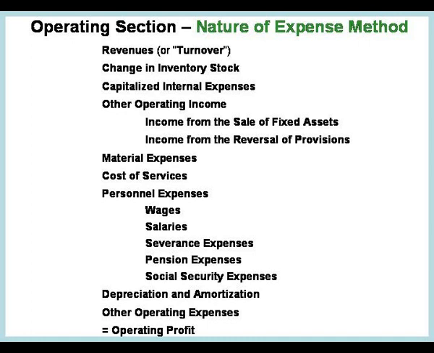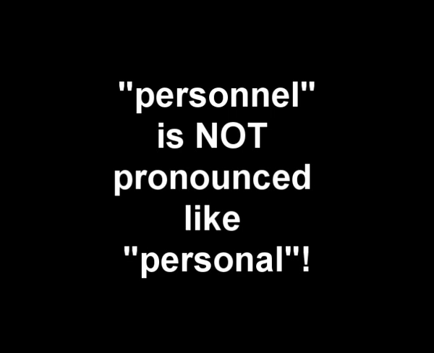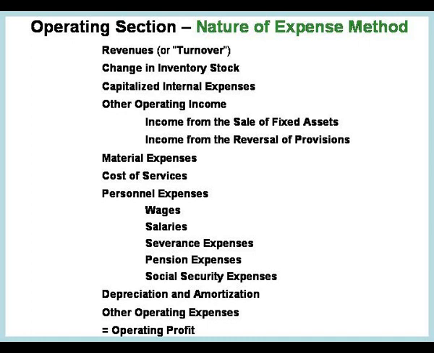The next set of expenses are grouped together as personnel expenses, and they're among the most important in an income statement. One important language element, it's a very common mistake. Remember not to pronounce die Personalaufwendungen in English the way you do in German. They're pronounced personnel expenses. The emphasis is on the last syllable, and it's an E at the end, not an A. They're personnel expenses. And they can be subdivided into wages and salaries. Then we have the severance expenses, the pension expenses, and finally the social security expenses.